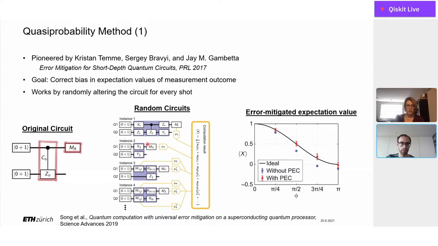Christophe, really quick, is that area on the circuit in blue the part of the circuit that you're randomizing? Exactly, yes. Okay. Cool, thanks.